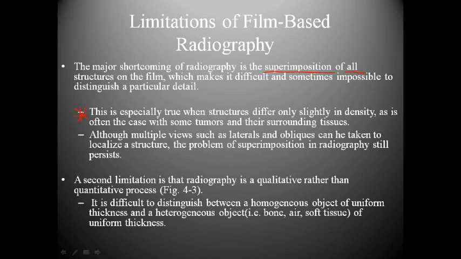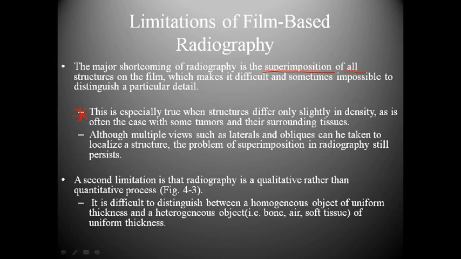Although multiple views such as laterals and obliques can be taken to localize a structure, the problem of superimposition in radiography still persists. The question becomes then, how can you really locate an object? Sure, you can take laterals, obliques, and you can get a close idea of where things are, but you still can't get a full idea of where a structure's location is.